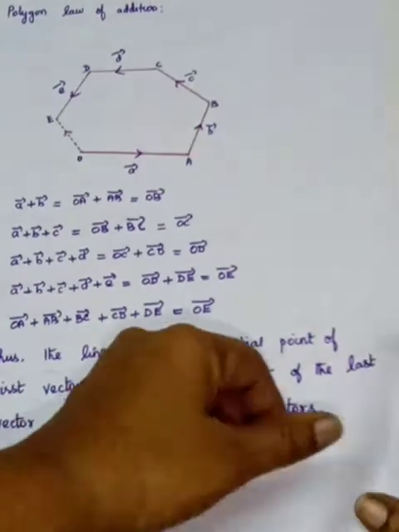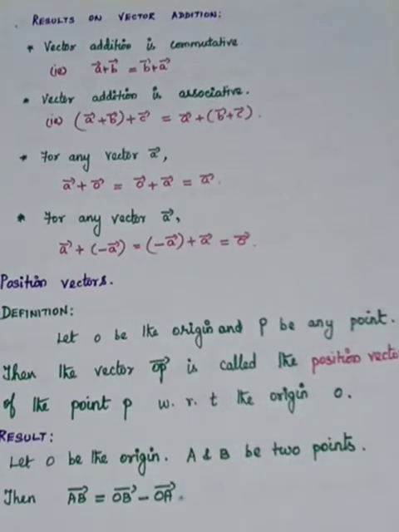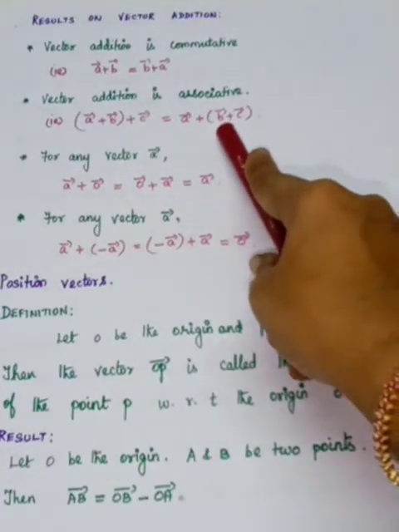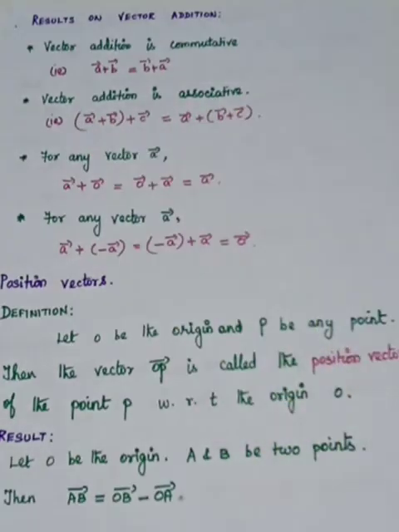Now we are going to see the results on vector addition. Vector addition is commutative. That is, A vector plus B vector can be written as B vector plus A vector. Vector addition is associative. That is, A vector plus B vector, the resultant added with C vector, is equal to A vector plus B vector plus C vector. So first B vector and C vector are added, and that sum is added with A vector.